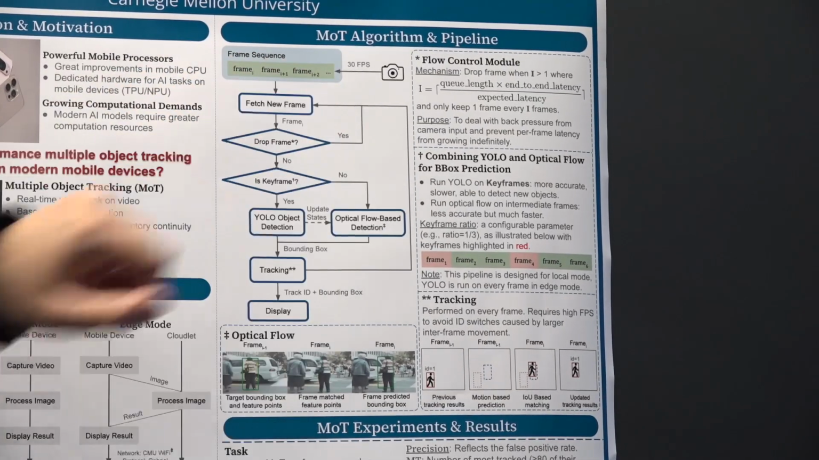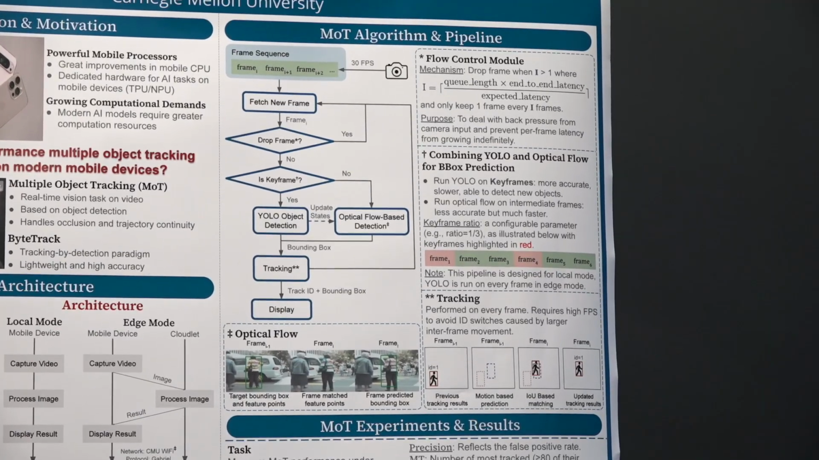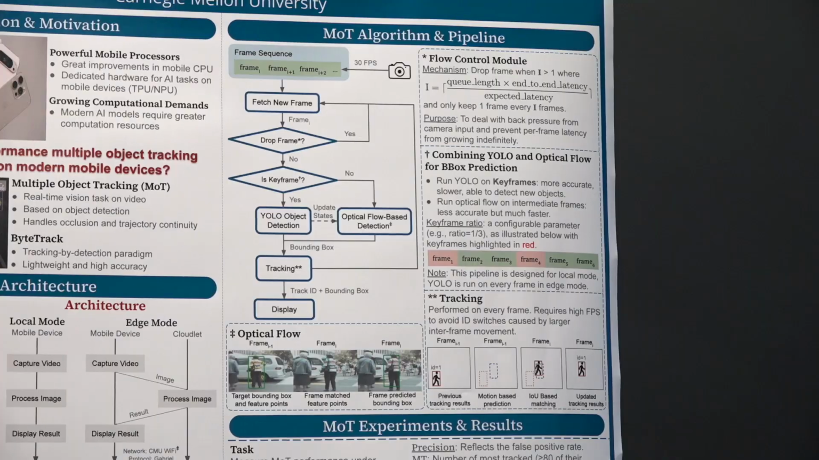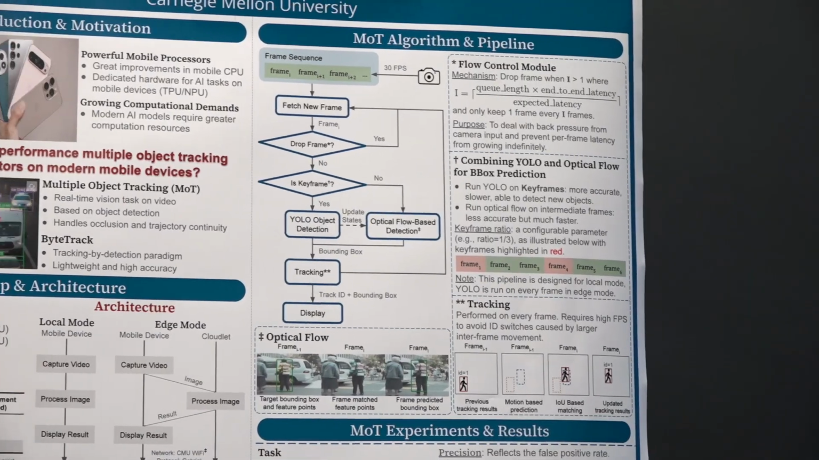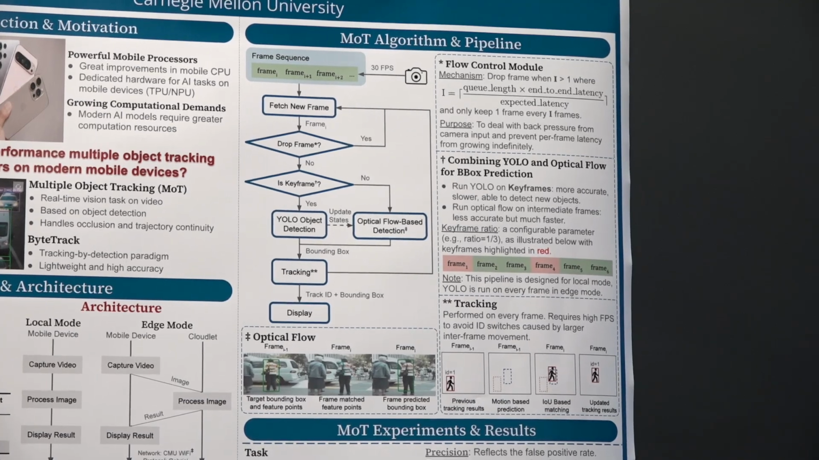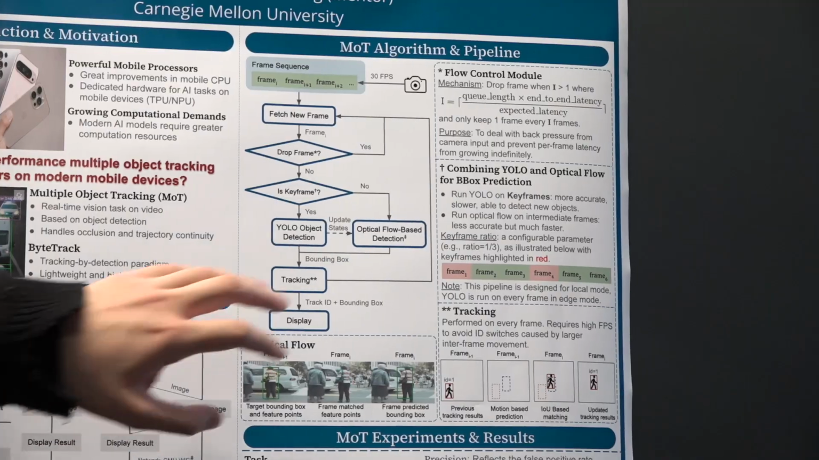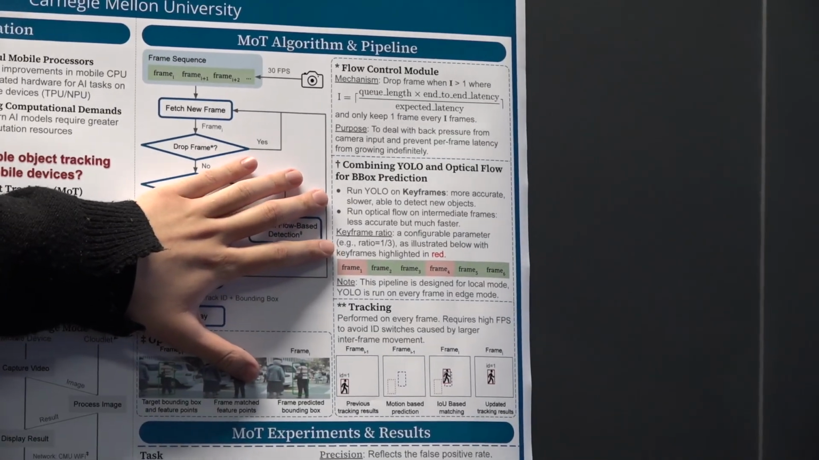In our project, we actually combine YOLO and optical flow for bounding box prediction. The reason is that the original ByteTrack runs on a very powerful server. But in our case, we only have limited resources because we will run ByteTrack on mobile devices. Therefore, we just run YOLO on keyframes.